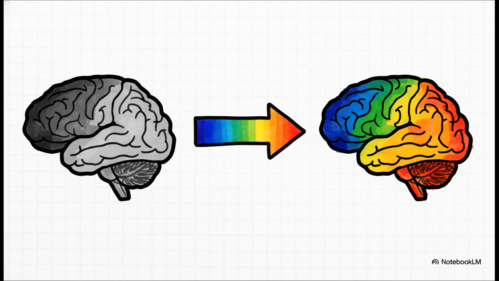So by assigning specific colors to different shades of gray in, say, a medical scan or a satellite photo, we can suddenly reveal all these hidden details that were otherwise completely invisible. It's like using color to uncover a secret reality.